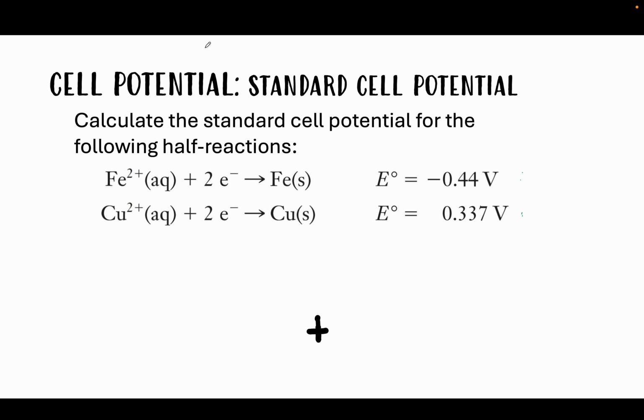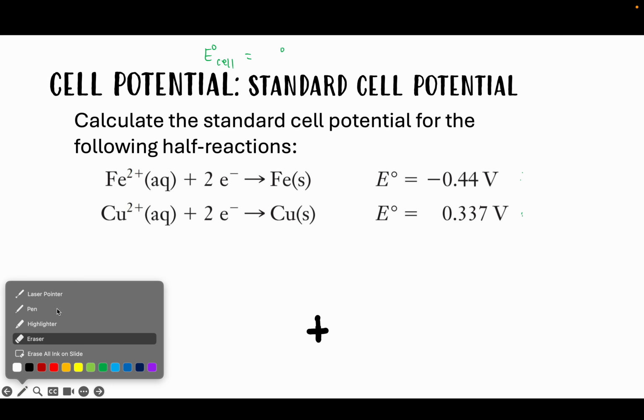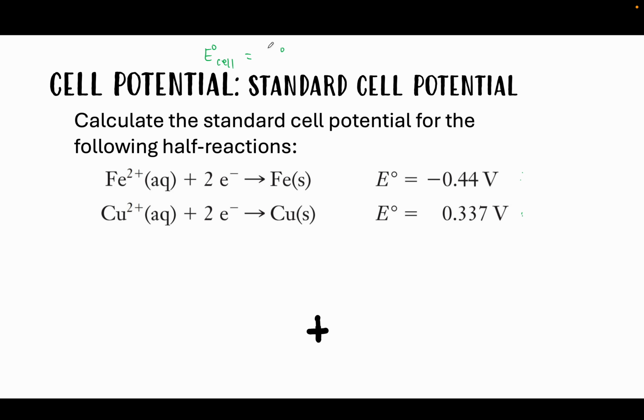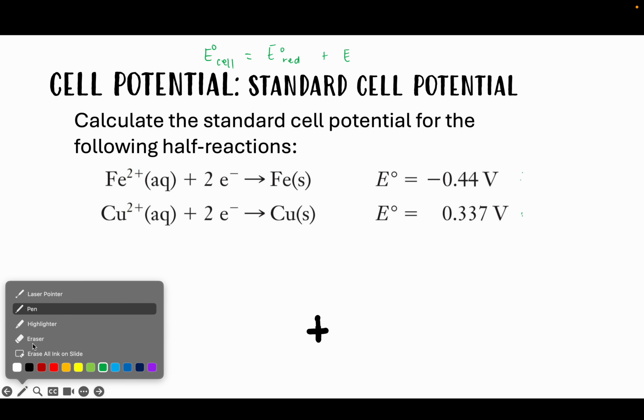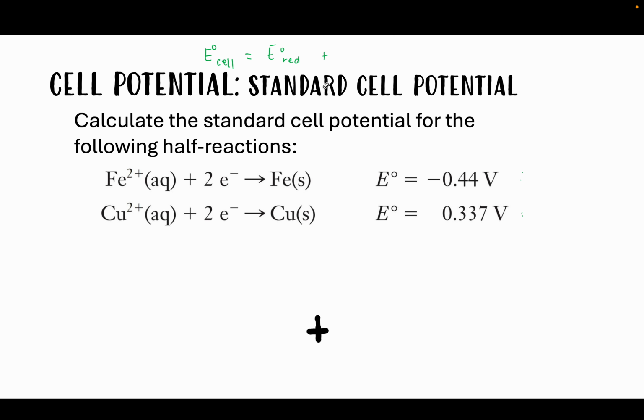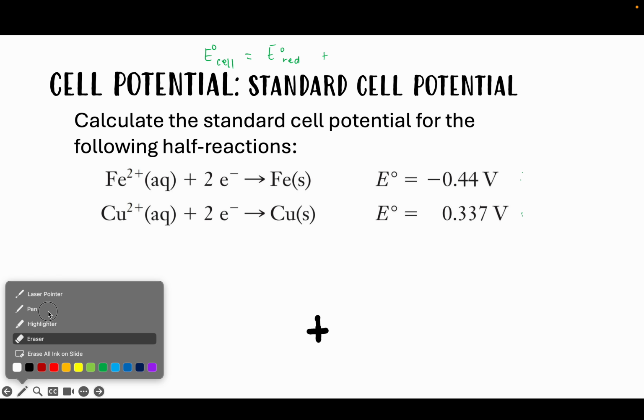And then remember, the standard cell potential is equal to the sum of the standard reduction potential of the cathode plus the standard potential of the anode.